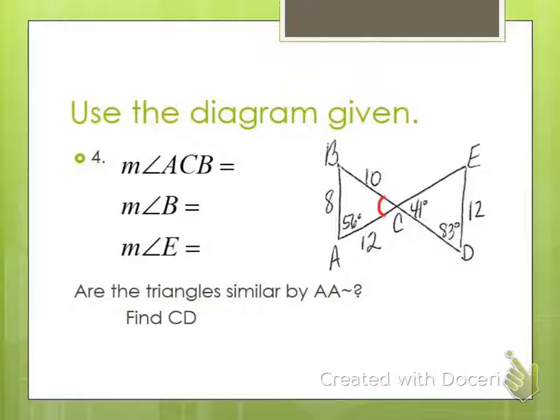What is that angle going to equal? Somebody said 41 degrees. How do you know that? Very good. Vertical angles are congruent. Angle ACB is vertical to that angle at 41 degrees. We are also asked to find the measure of angle B. How can we do that? So B is up here. How can we find B?